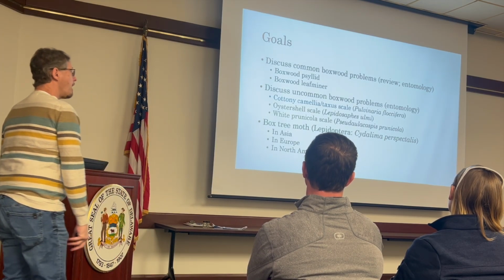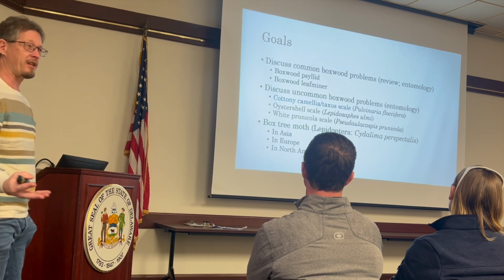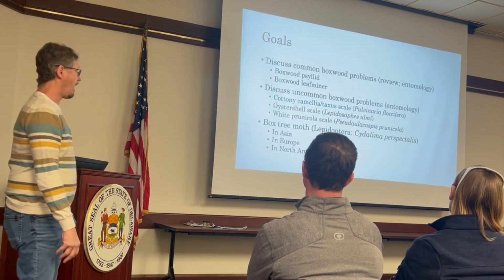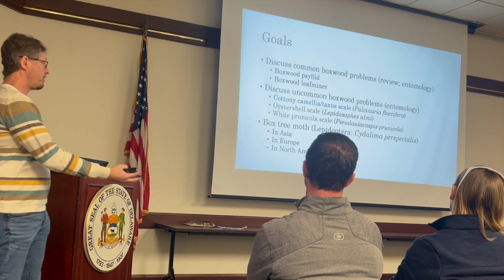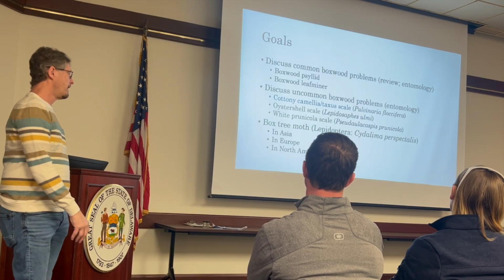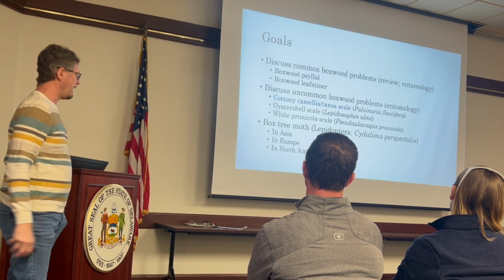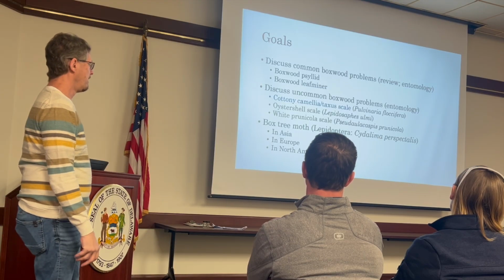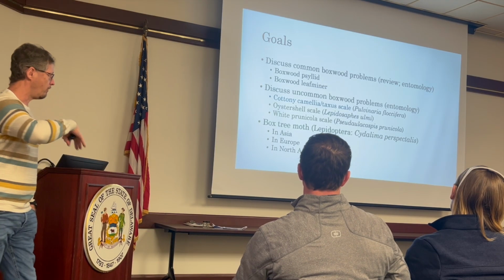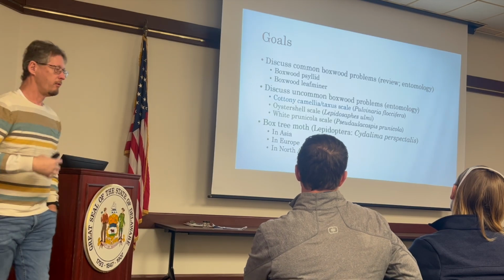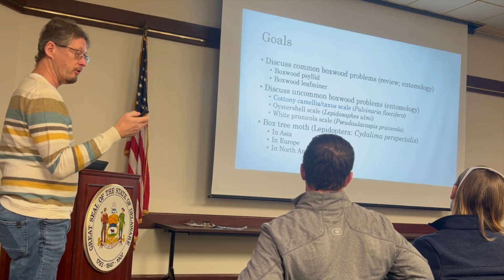Some uncommon boxwood problems. Boxwoods can get scale insects, and I have some of these listed: cottony Taxus scale, oyster shell scale, and Pruinose scale. Then looking at box tree moth, I'll briefly talk about how it was in Asia, where it showed up in Europe, when it came to North America, and what we've been doing with it in Delaware.